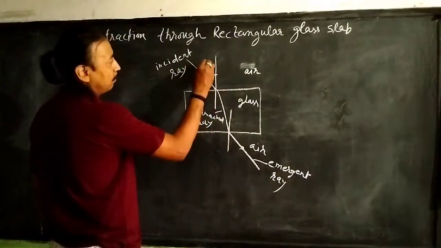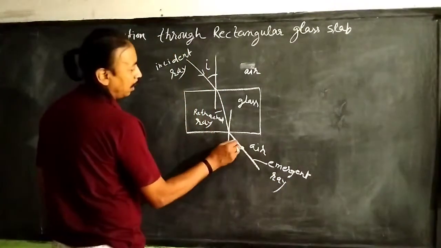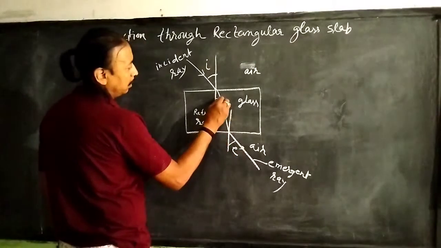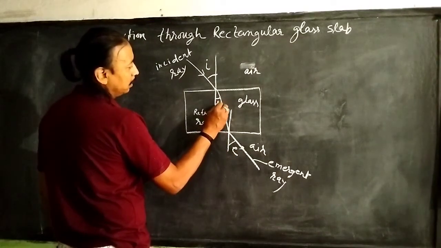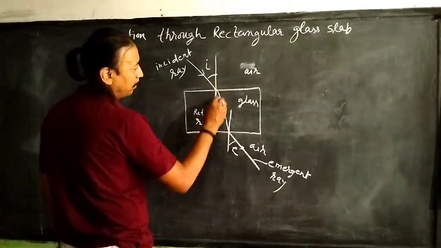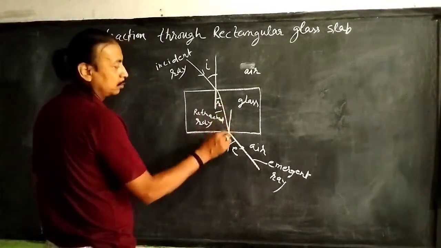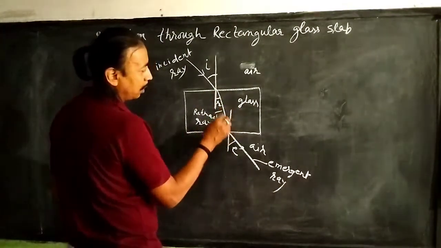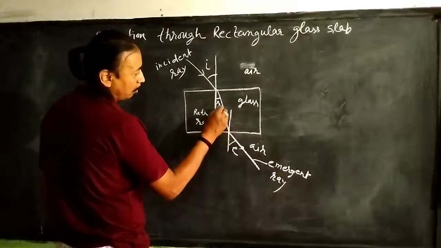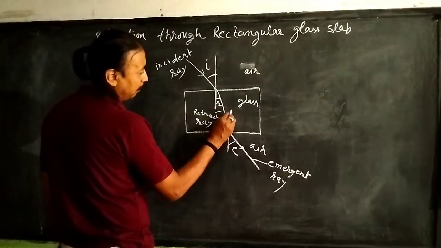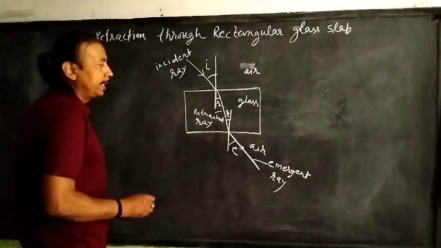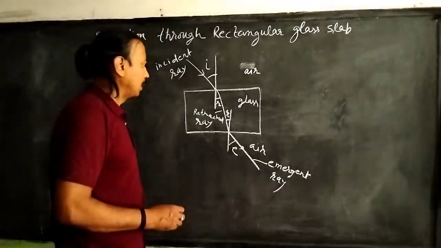This is the angle of incidence, and this is the angle of emergence. This is, suppose, R. Since those two sides are parallel, the normals to the sides are also parallel. Therefore both these angles will be equal to R by the alternate angle pair.